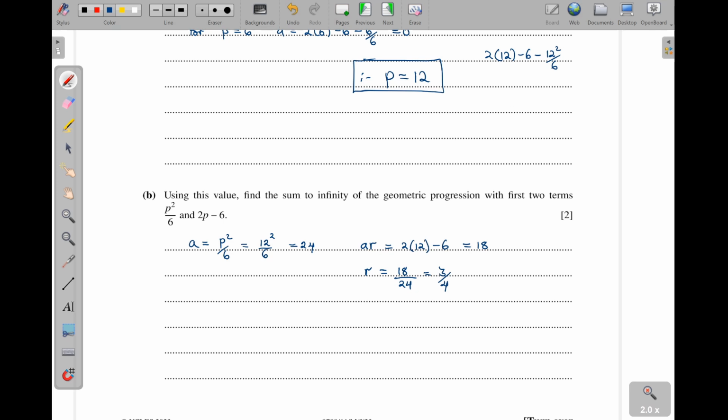Sum to infinity, we know it is equal to a over 1 minus r. So what is our a? Our a is 24, then 1 minus 3 over 4. Of course, here you will get a quarter. Then if you have 24 over a quarter, the 4 will multiply with that 24. So 24 times 4 will give us 96. So as simple as that.